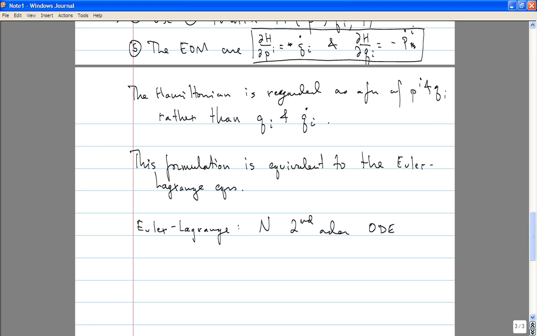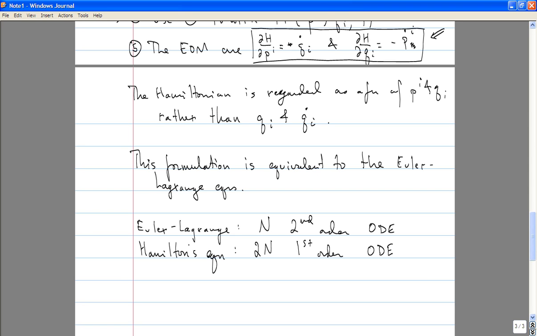Whereas Hamilton's equations are a set of 2n equations, because in these expressions here, i runs from 1 up to n, and there's one equation for the qi dots and another equation for the pi dots. So they're 2n equations, but they're 2n first-order differential equations. And as you may remember from your differential equations class, you can always think of a second-order differential equation as a pair of first-order differential equations.